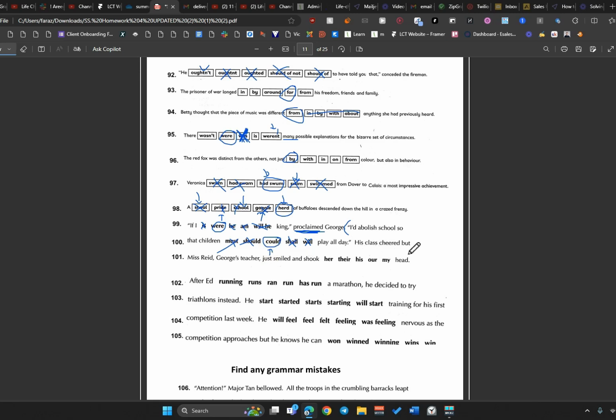So next, his class cheered, but Miss Reed, George's teacher, just smiled and shook something head. So Miss Reed is a woman. It's not going to be his. Our head. Well, it's not two people, right? It's not a personal pronoun. Miss Reed shook their head. Well, there's no reason to use the third person in that sense if you've got her name right there, so it should be her head.